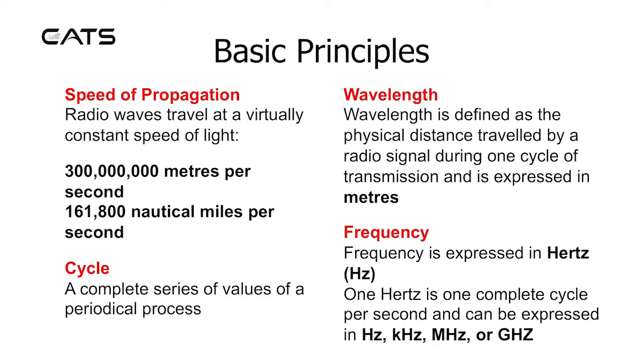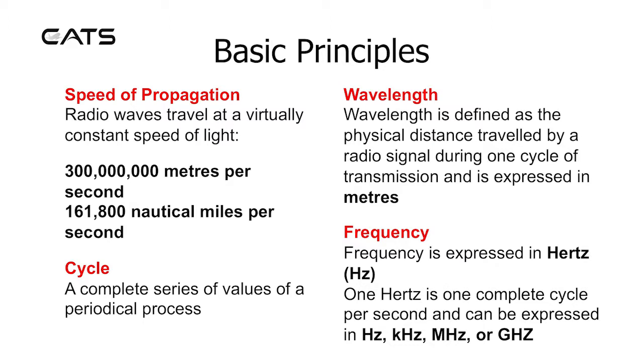Basic principles. Speed of propagation. Radio waves travel at a virtually constant speed, the speed of light, which is 300 million meters per second, or 161,800 nautical miles per second. Cycle is a complete series of values of a periodical process. Wavelength. Wavelength is defined as the physical distance travelled by a radio signal during one cycle of transmission and is expressed in meters.